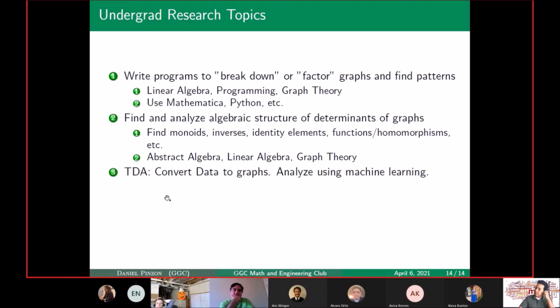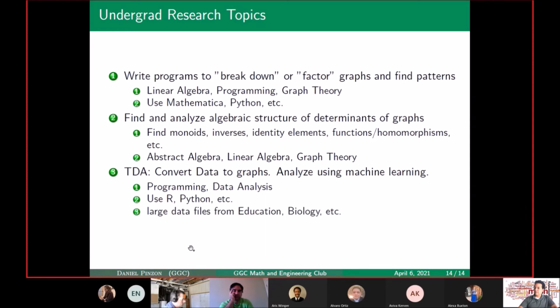And finally, this one here, topological data analysis. This takes data, these points, these scatter plots in space, and creates graphs out of them. And then we can use machine learning to try to analyze the graphs to find different fingerprints or different categories these data belong to. And so you've got to know a little bit of programming and maybe some data analysis. And we'll use R or Python to analyze them.